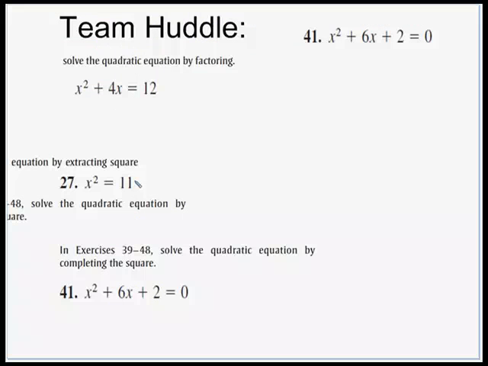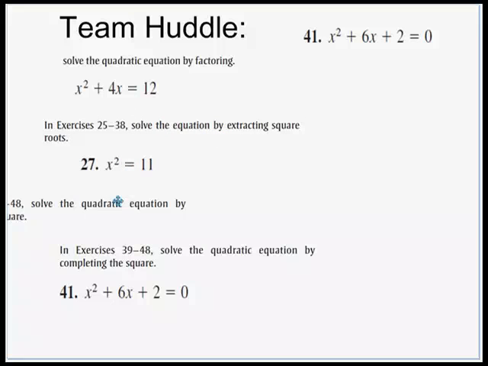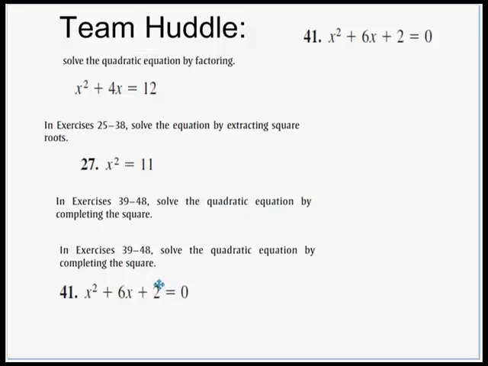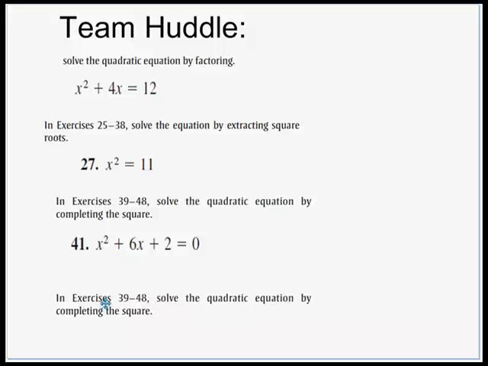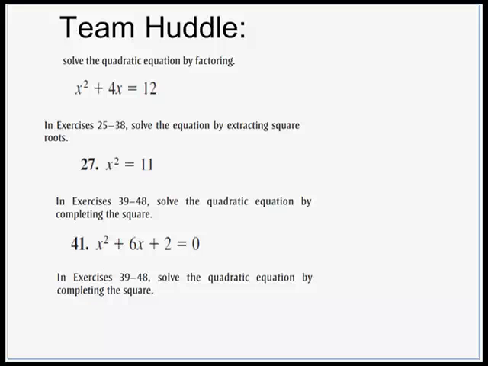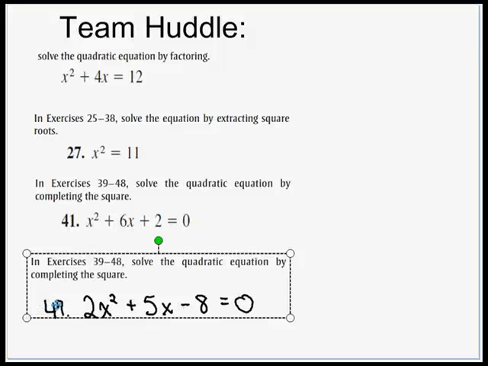So now it's time for you to do a little practice on your own. Ooh, looks like stuff got a little messy here. Let's see. Why do I have two number 41s? That's it, 41. Oops. Okay, I did lose one of my problems somewhere off the margin, but I did write it in there, number 47 on the team huddle. Quadratic equation by completing the square, 2x squared plus 5x minus 8. So pause the video, try the problems, come back and see if you got them right.